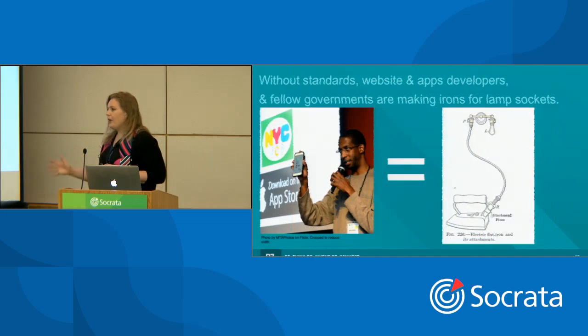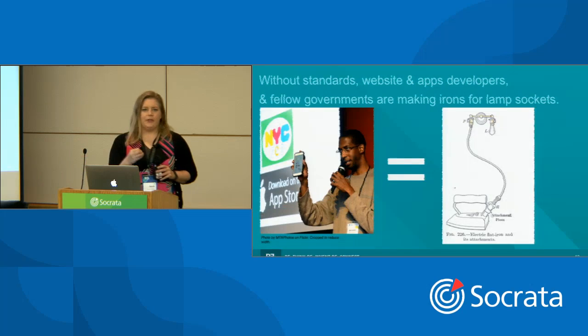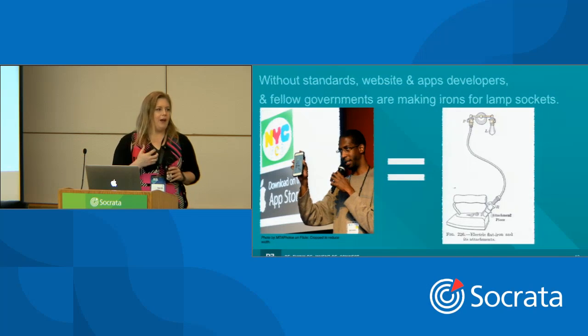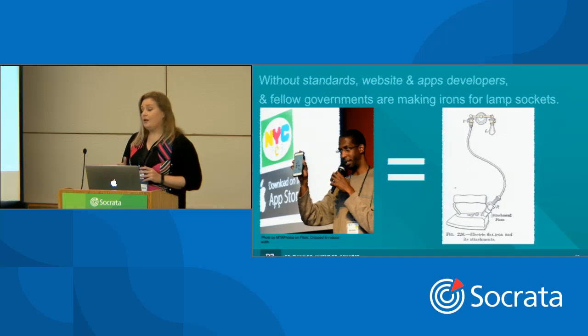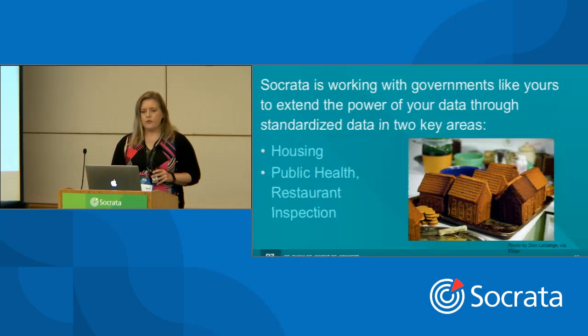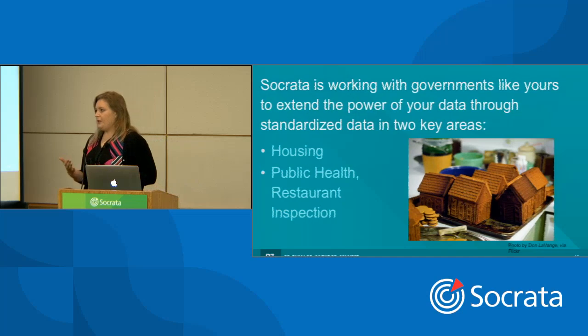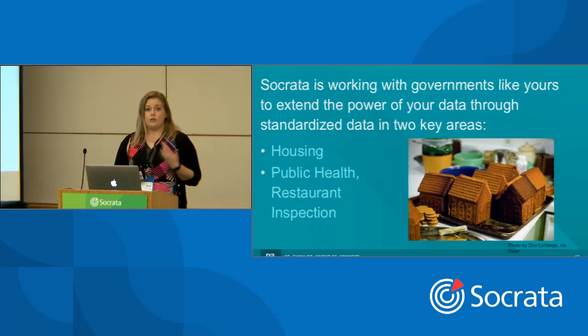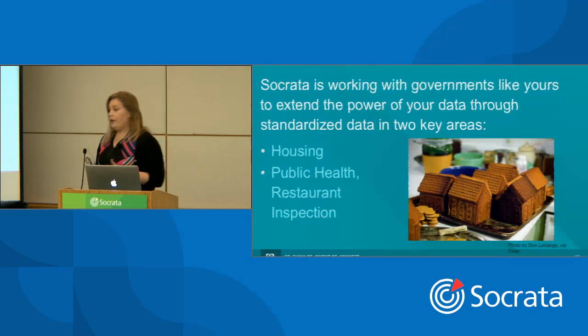Today, our appliances, our apps, our websites, our online technologies, they are the lifeblood of how we do business and run our lives. And yet, again and again, we are finding ourselves as those who consume public data, kind of plugging in our irons, so to speak, into light outlets. So Socrata has recognized this challenge, and we've been working with governments to launch data standards and work in a collaborative community around two key areas, housing and public health, particularly restaurant inspection. And I'll talk about two open data standards we've worked on.